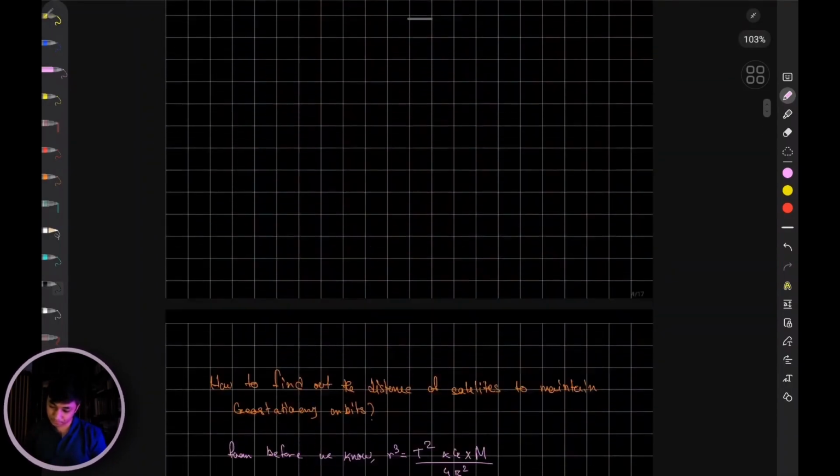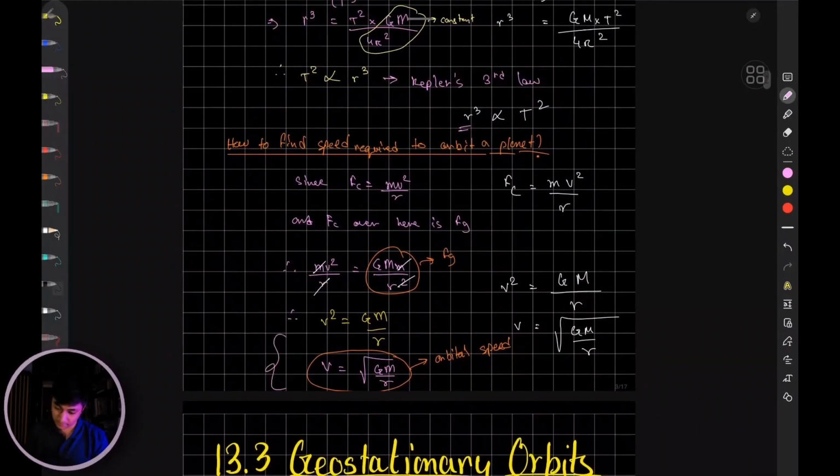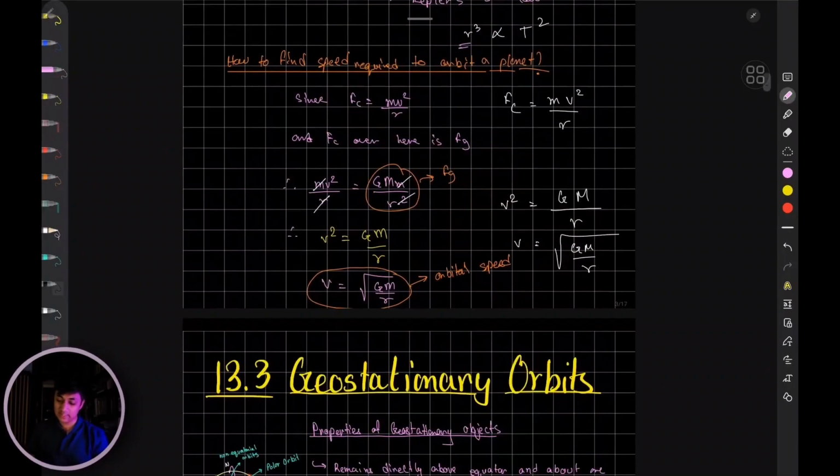Remember, from over here, the speed required to orbit a planet, in this part I had discussed. This is how you will find out the orbital velocity needed at that distance away from the Earth's center. So let's say I want to throw a ball from over here and I want this to orbit around Earth. Doesn't matter at what time period. I want it to orbit around Earth at this distance.